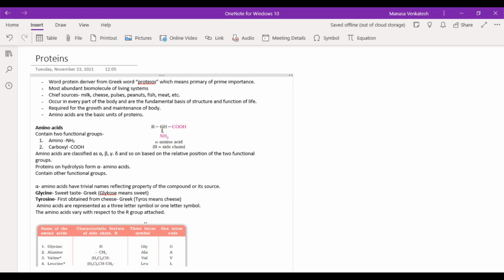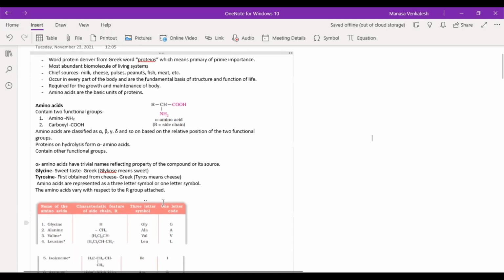They have a trivial name, which is based on the source, or it's also based on one of the properties. Like glycine has a sweet taste, and according to the Greek language, glykys means sweet. Tyrosine was first obtained from cheese. Cheese is delicious, I know. And tyros basically means cheese. The amino acids have both a 3-letter symbol as well as a 1-letter code.